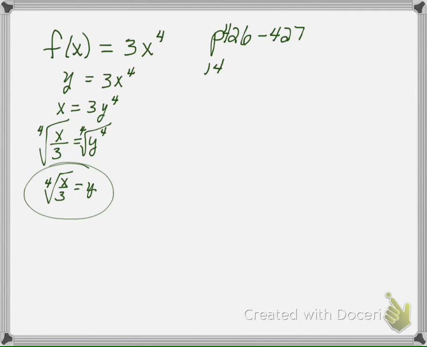Number 14, 16, 19, 22, 33 to 35. These are the matching ones that are visually trying to match up the graphs with their inverses. And then 36 and 39.